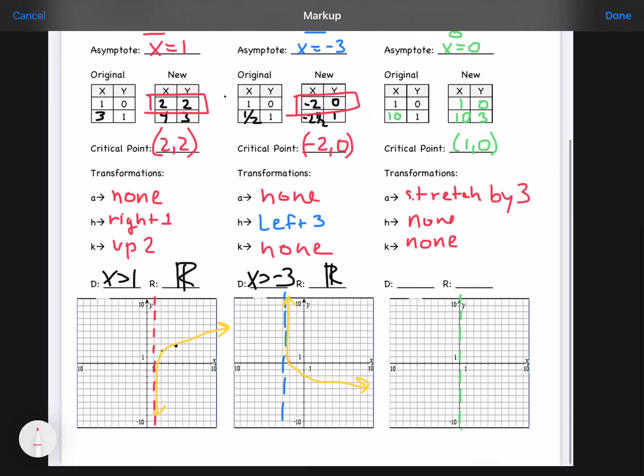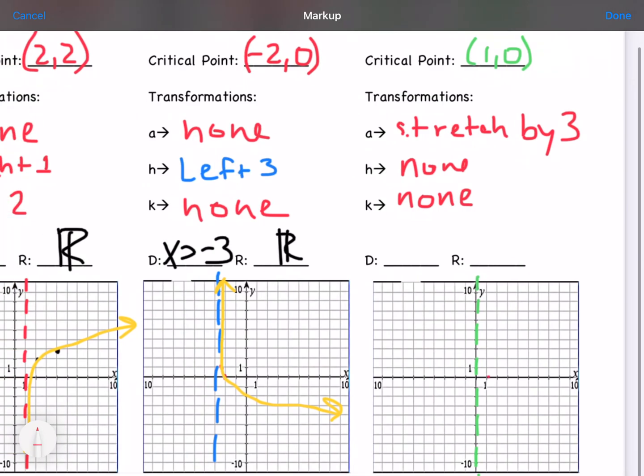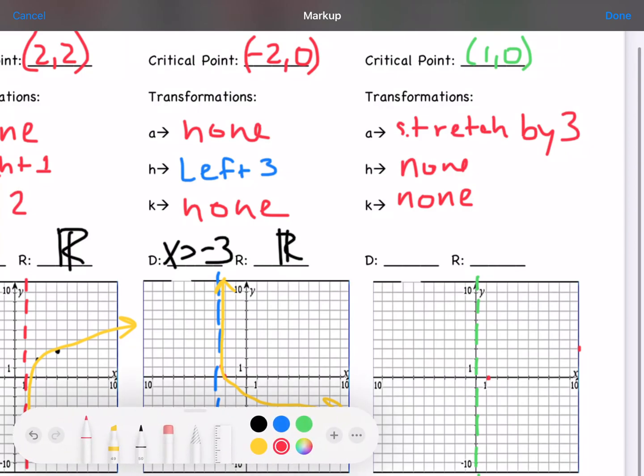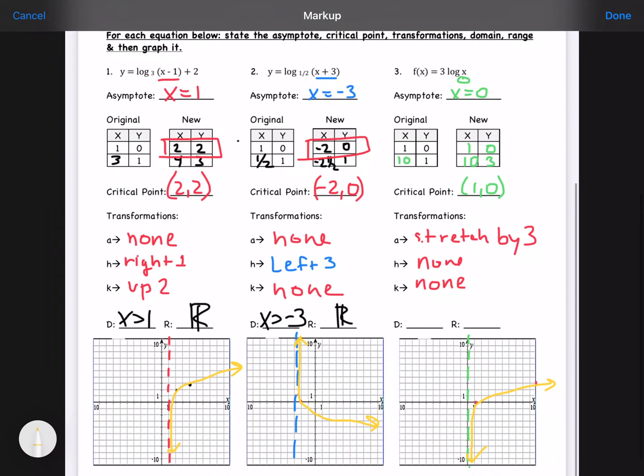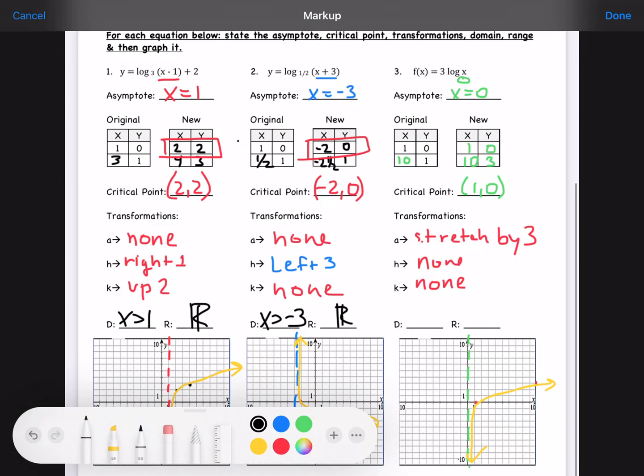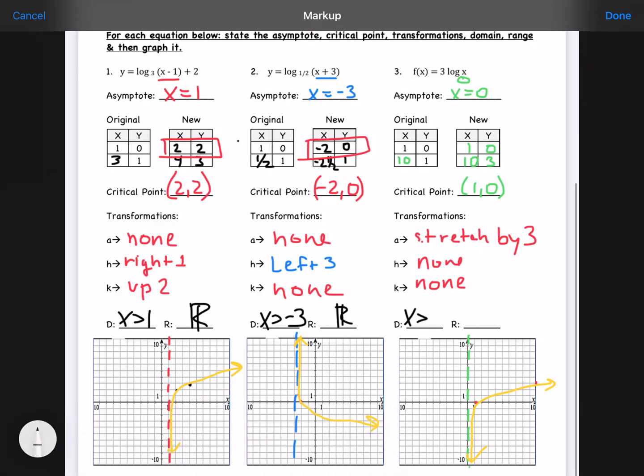So let's see. We have the point at 1, 0 and 10, 3. And I'm going to graph that. So it's going to be here. So it's going to look like that. And we would say our domain is x greater than 0, and our range is all real numbers. So hopefully that helps you understand logarithms. If you forget, just remember that they are the inverse of exponential functions.